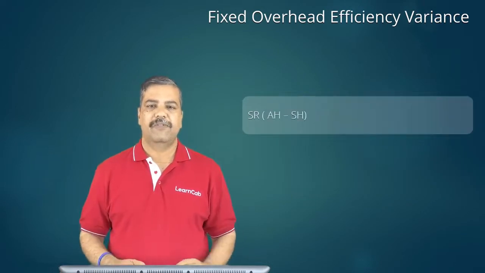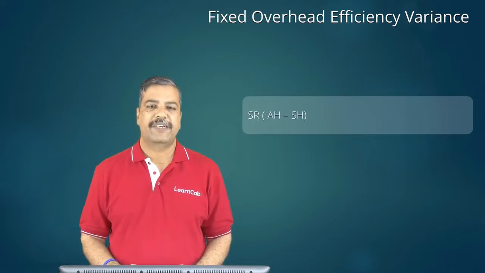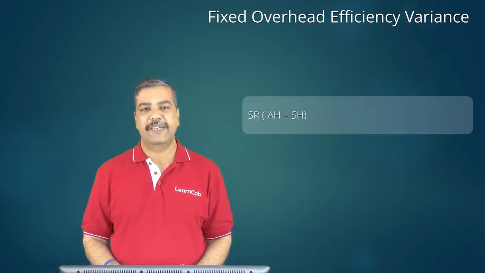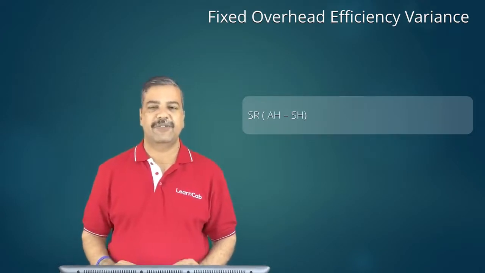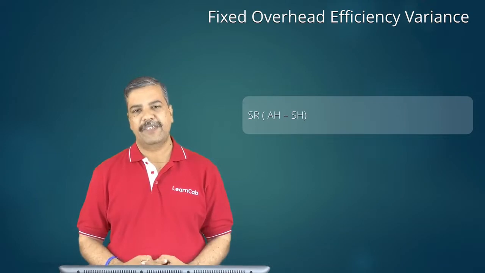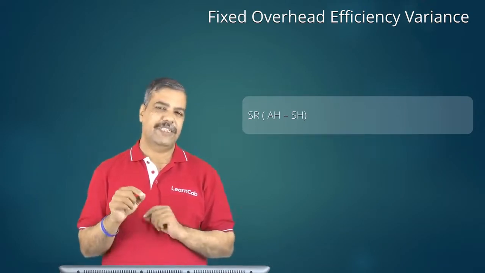Then fixed overhead efficiency variance, very simple formula here: standard rate into AH minus SH. So here SH is coming instead of BH. There it was BH, that is budgeted hours. Here we are talking about efficiency, so we are talking about SH, that is standard hours. So that is the only small change in the formula.